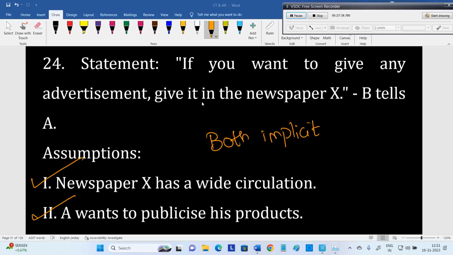There you are using the word if, but still, why is this guy giving this? If you want advertisement, then go for that. As per the question, he wants to publicize, that's why he is giving the advertisement. Yes, newspaper X. As B is a good person, we think everybody is a good person. Don't think that B will get a commission, which is why B is referring to A. That's negative thinking. Positive side, that's what statements and assumptions is always about. Positive thinking, everybody is good. That's the only line, dear.